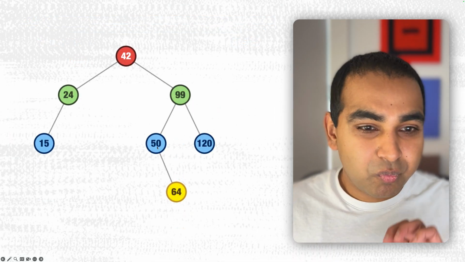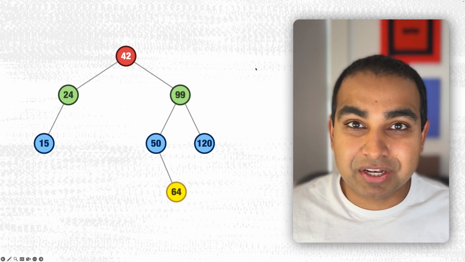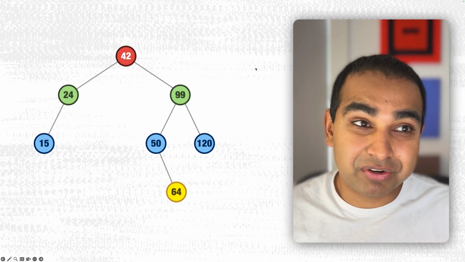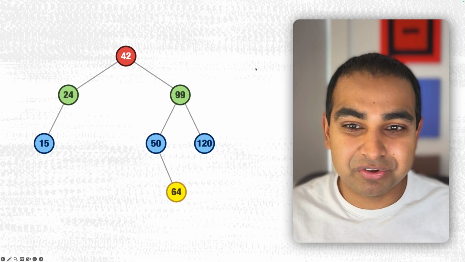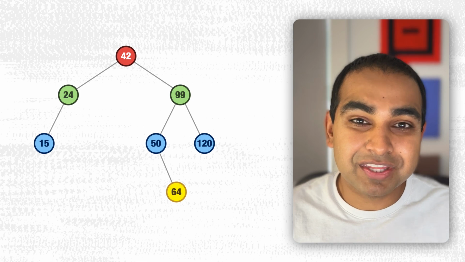Now, we can continue adding more and more nodes, but you start to see the pattern emerging. If a node is smaller, you go left. If a node is larger, you go right. And we're going to look at the next stage, how to remove nodes, in the next video.